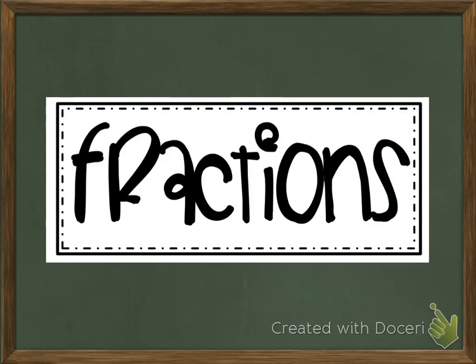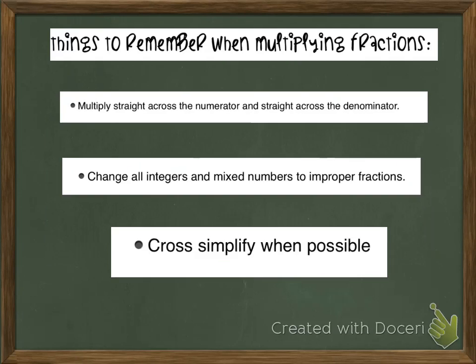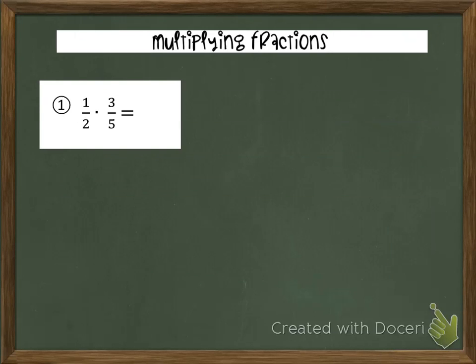Today we're going to take notes on multiplying and dividing fractions, so we're going to fill in the rest of your fractions foldable. First, starting with some things to remember when you're multiplying fractions. Make sure that you multiply straight across the numerator and straight across the denominator. Make sure that you change all integers and mixed numbers to improper fractions at the beginning of the problem. That is not optional, you must do it. And then cross-simplify whenever it's possible.